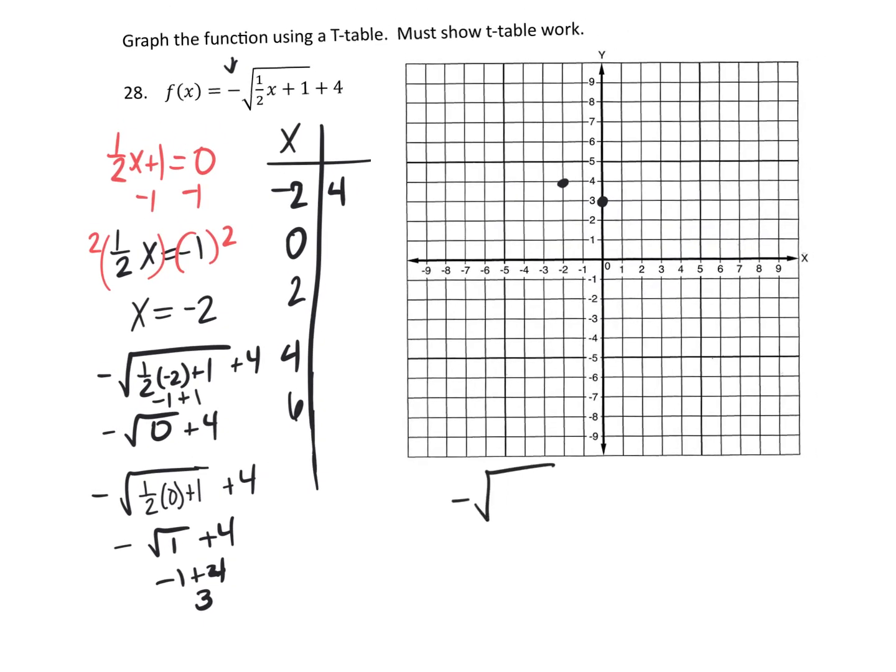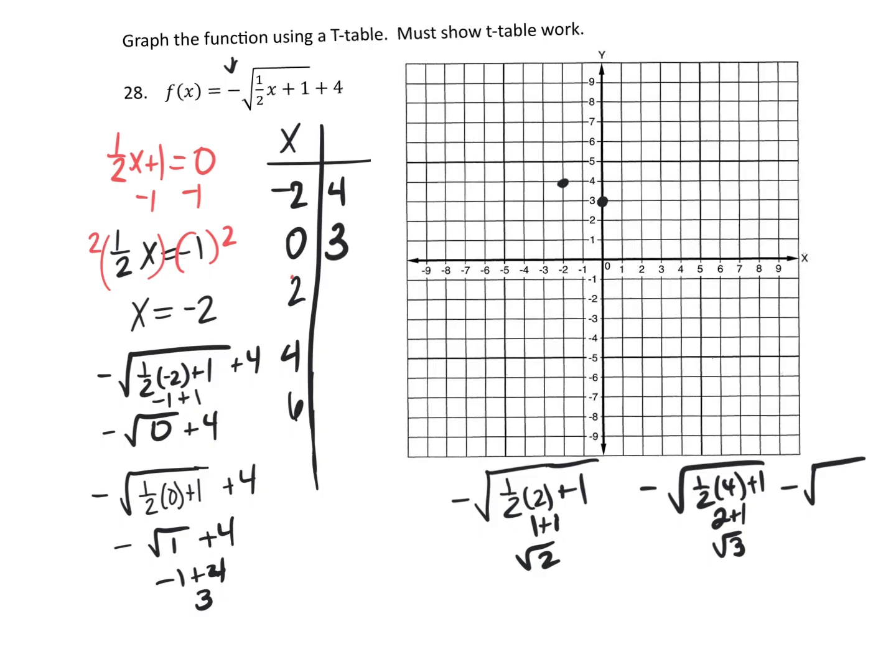Then I plug in 2. I get negative square root of 1/2 times 2 plus 1. That's 1 plus 1, square root of 2. I'm moving on. We don't know that one without a calculator. Negative square root of 1/2 times 4 plus 1. Well, that's 2 plus 1, square root of 3. I don't like that one either. I'm going to move on to, oh, I forgot to put my 3 here. So I'm going to skip, and let's try 6.